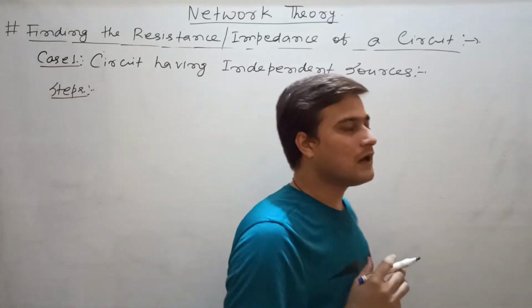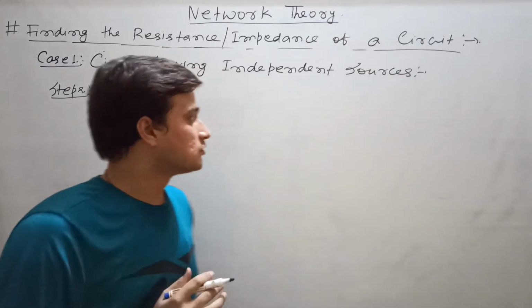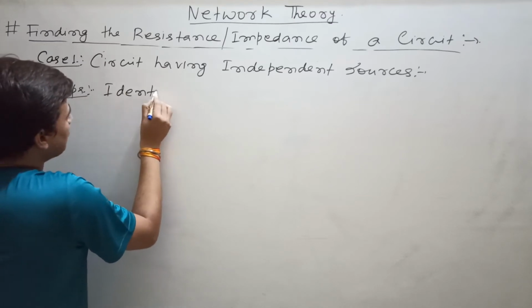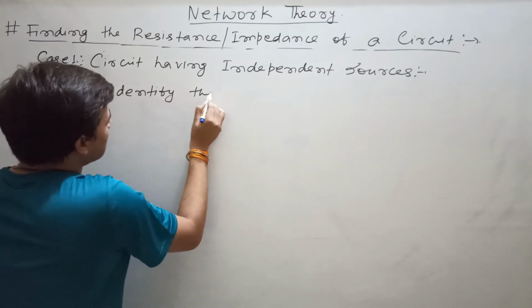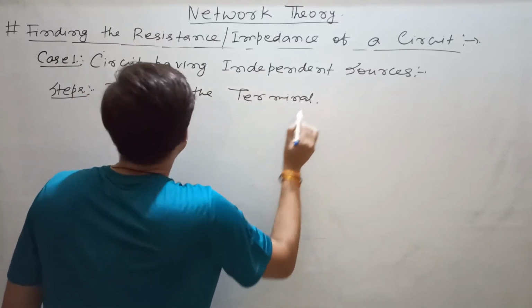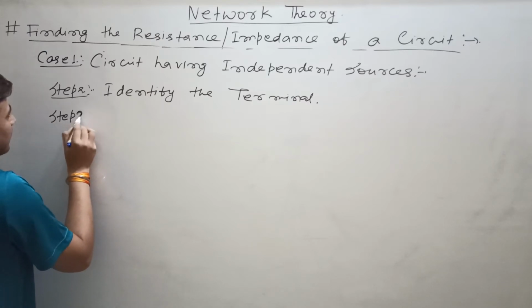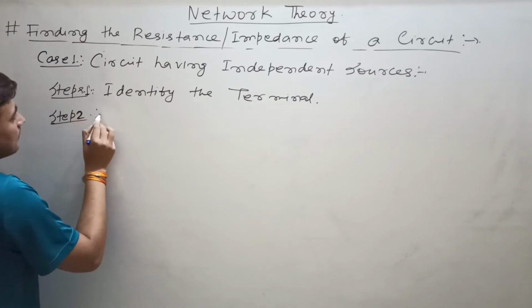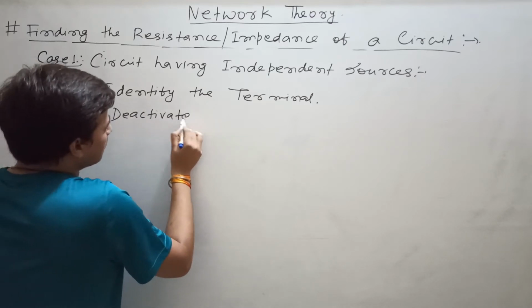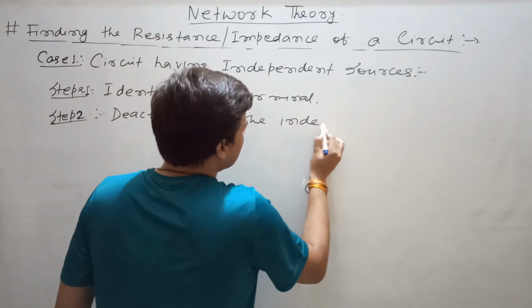First step is we'll have to identify the terminal. So first let us identify the terminal. First step will be same. Let us identify the terminal through which resistance is to be seen. Second step, what will you do? We'll deactivate all the independent sources.